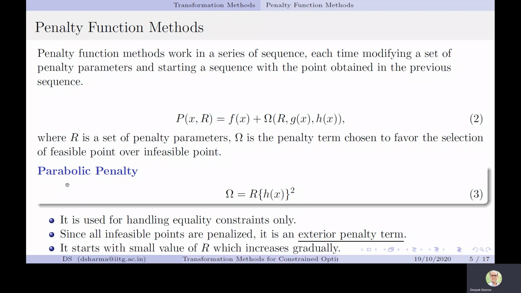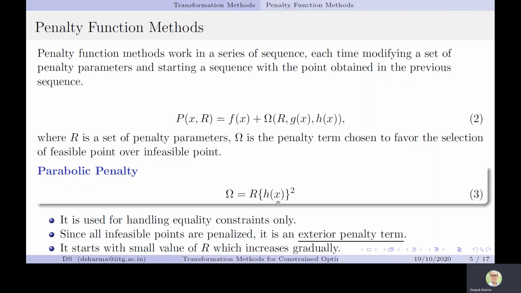Let us begin with the very first method, called the parabolic method. The parabolic penalty, omega, equals R times the square of h(x). As you can see, we are writing h, which means this penalty factor is applicable for equality constraints only. As we know, h(x_k) equals 0, which means the right-hand side equals the left-hand side. As and when it is not, the constraint is violated. Every time the point is there and the constraint is violated, we add this particular term.